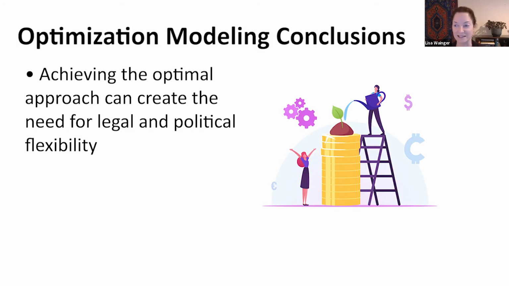But that said, there's often a very big barrier to achieving the optimal. And so it really requires a lot of legal and political flexibility, and even what some people refer to as policy entrepreneurs, because sometimes you're really bucking the system to try to do something different, but the potential cost savings can be enormous.